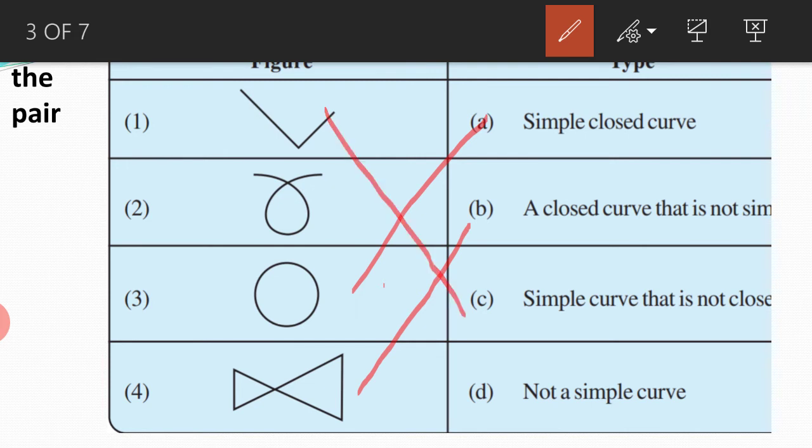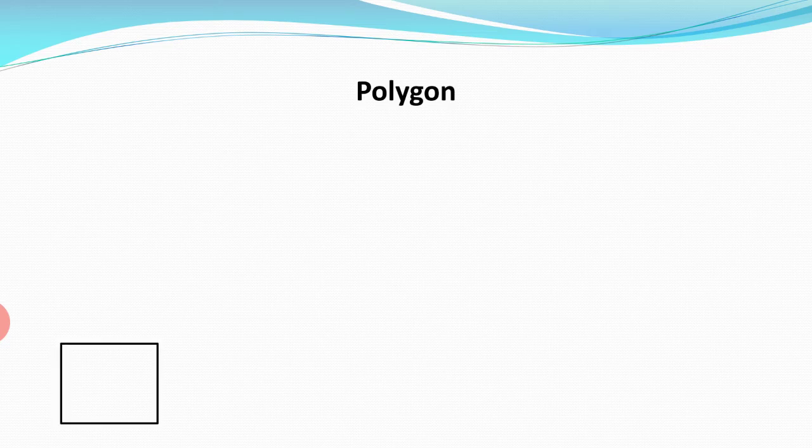So it is first one. And not simple curve, it is second one. So now from this it will give you clear idea how to differentiate between closed curve, open curve, simple closed curve and simple open curve. Is it clear, children? Now that gives a clear definition of polygon, and we say that all those simple closed curves which are made up of line segments are called as polygons.